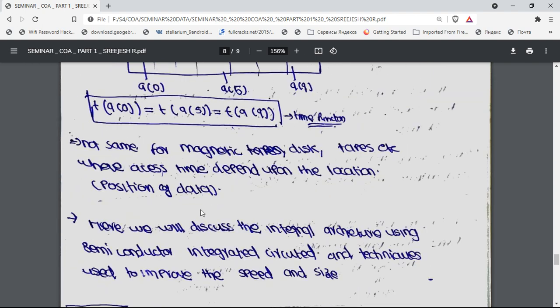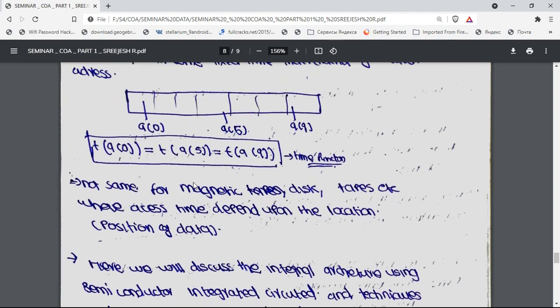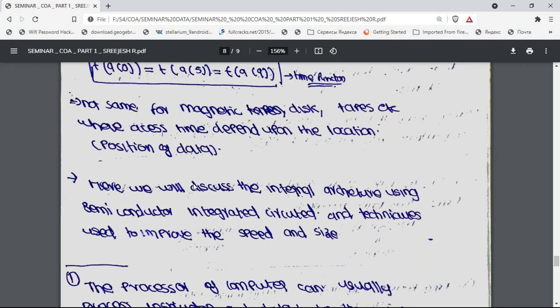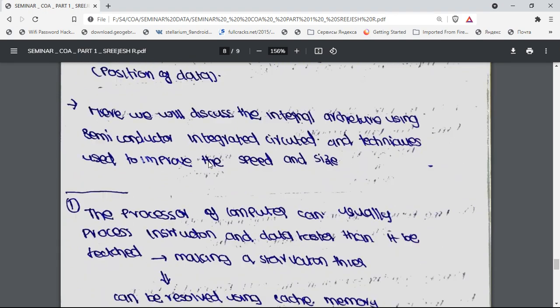That is the advantage. So magnetic tapes, disks, everything that depends on the position of the data, as I told. So that is sequential. The data should go through the cycles, then only can it reach there. And here, the advantage is that it can be directly accessed. That is the advantage of RAM.